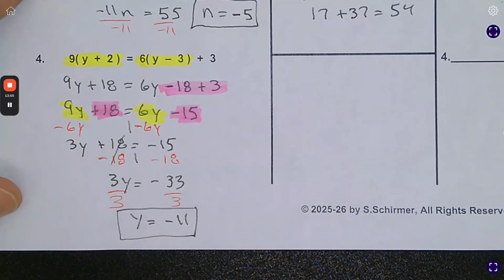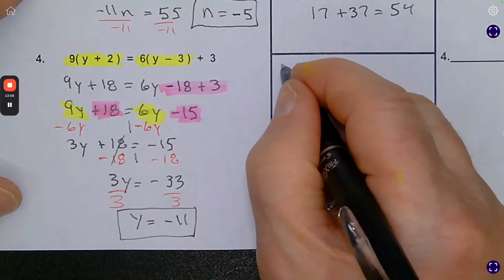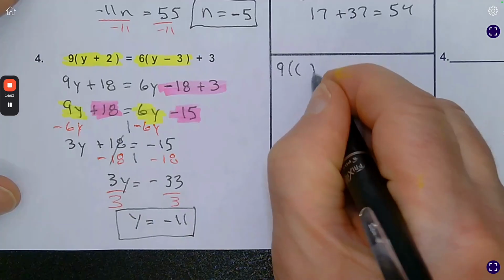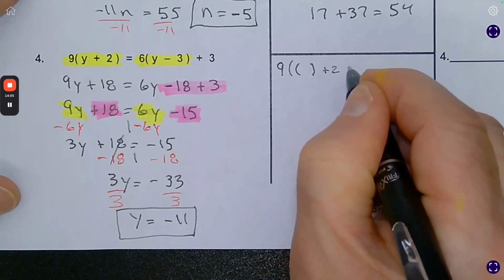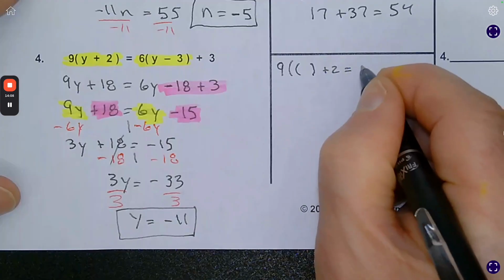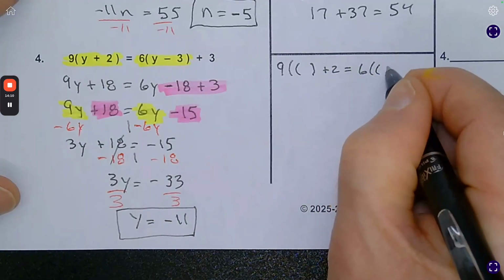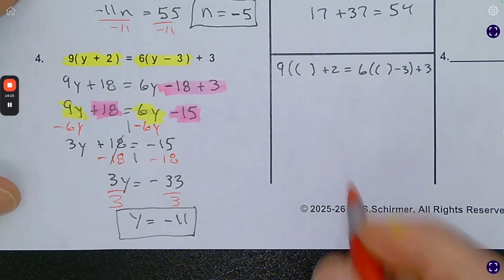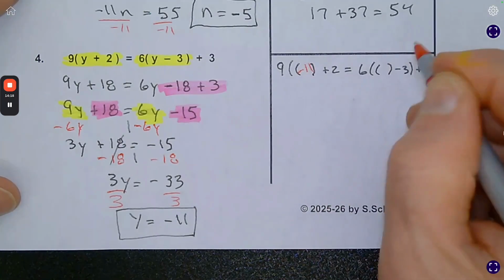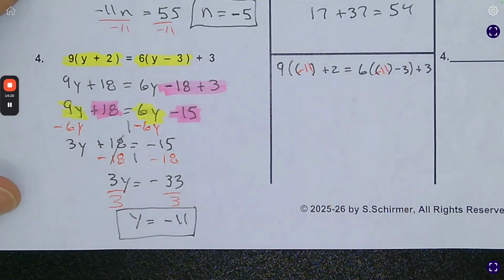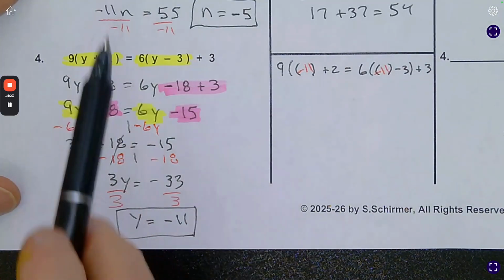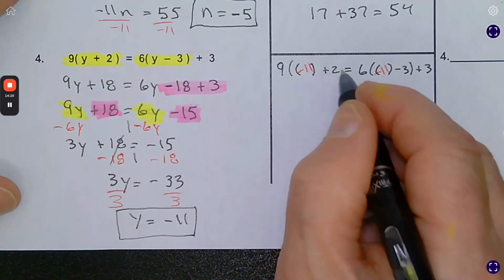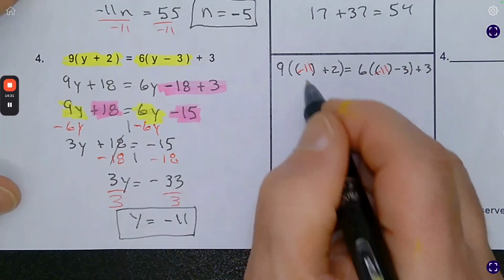Let's check this thing. Okay, so let's start with the left-hand side. 9 times, open a parenthesis, boom, plus 2. I don't think I can fit this in, so I'm going to try. 6 times, there's my y, minus 3, plus 3. Okay. Now let's put in our negative 11, right there, and right there. Those are the only 2 variables in the original equation. Always use the original. Multiply, add those up first. I forgot my parenthesis. Add those up first.